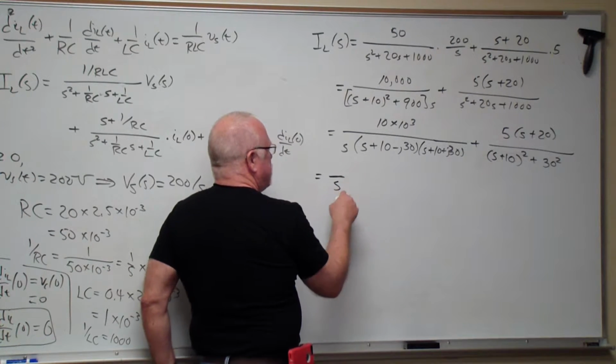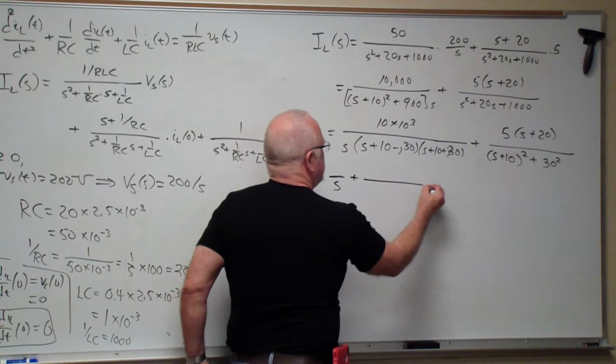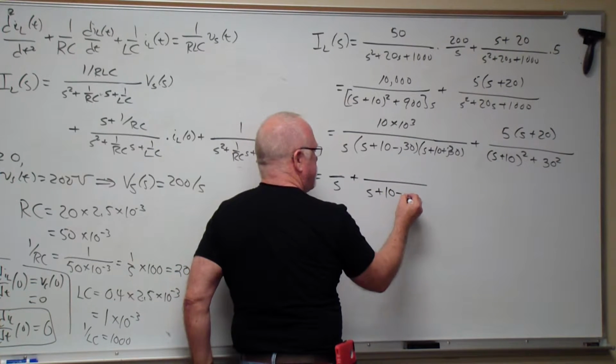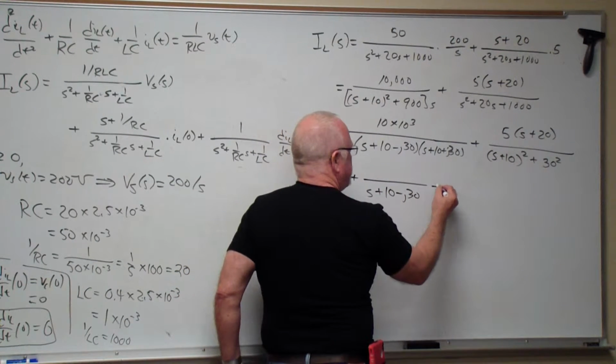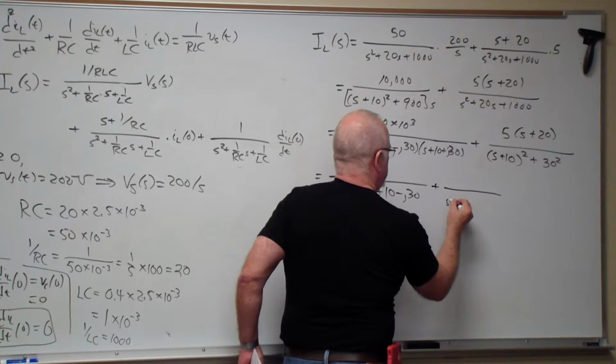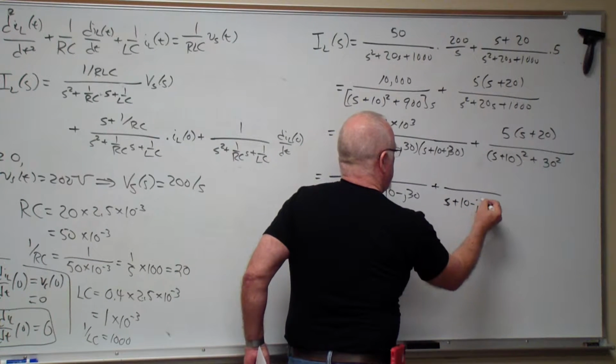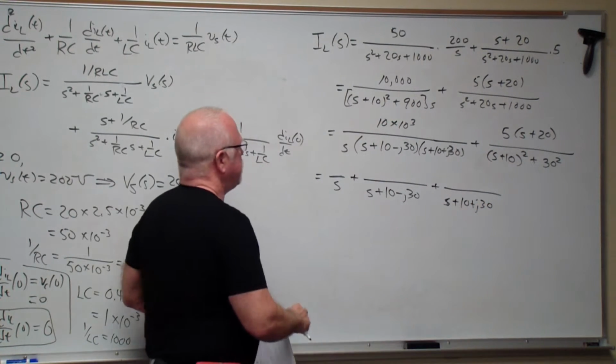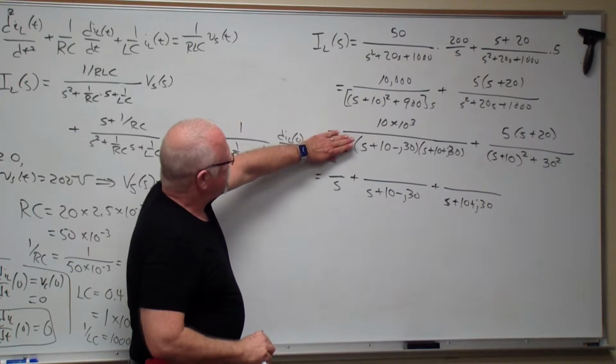We have the coefficient of 1 over S. We have the coefficient of S with a pole at minus 10 plus J30. And then the other one has to be the complex conjugate of that. So we can take that one. Minus 10 plus J30. Cover up. Let S equals 0.